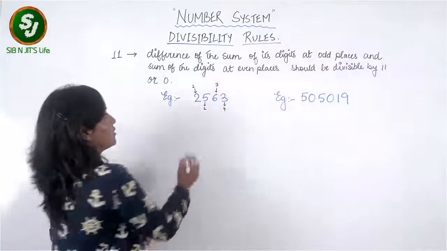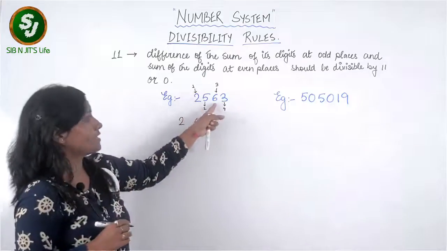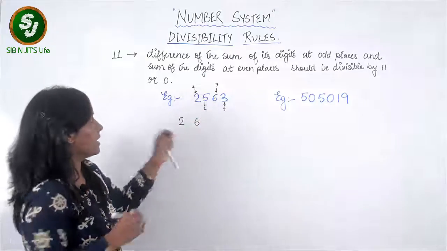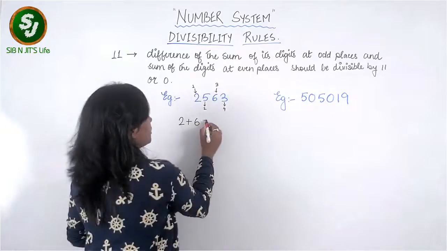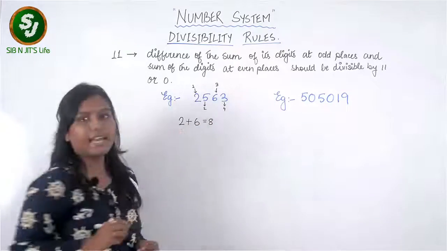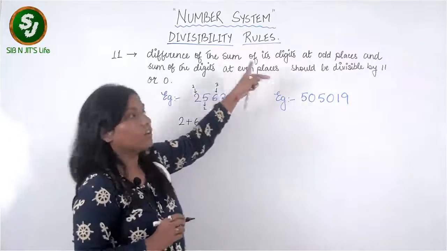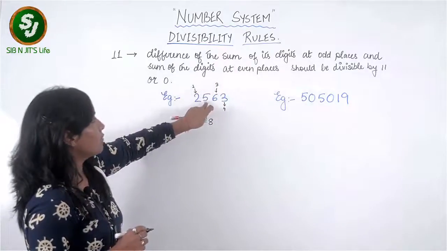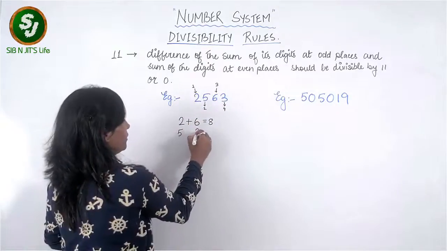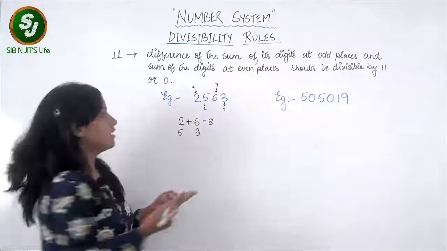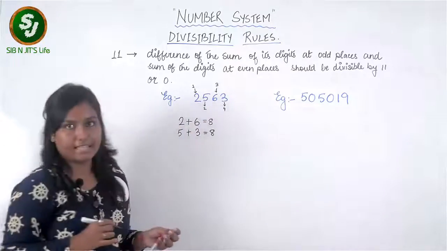So first, the sum of the digits at odd places. The odd place digits are 2 and 6, right? We take the sum, which is equal to 8. Next, the sum of the digits at even places. What are the digits at even places? 5 and 3. What do we have to do then? Sum them up, means add them up, and we get 8.